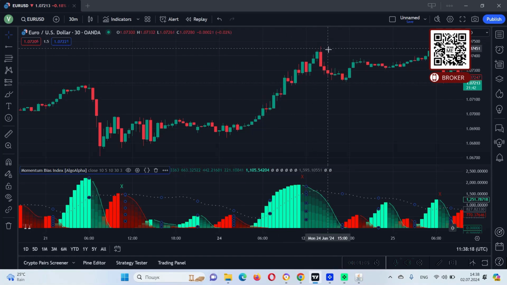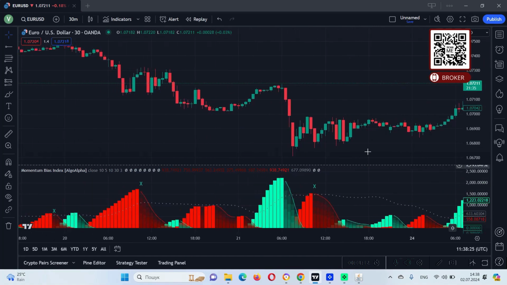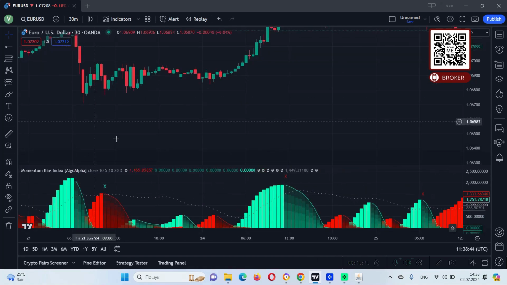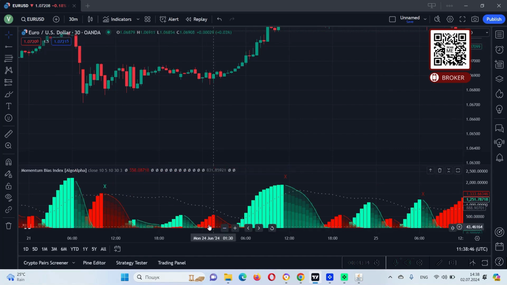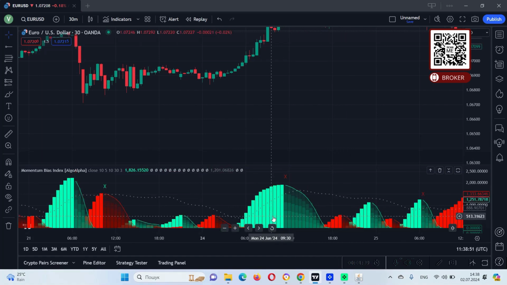As you can observe, our trend continues to ascend. If our histograms are red and they are also above the gray dashed line, then the lines indicate a selling signal. As we can observe, the downward trend persisted around this point. If the green and red histograms are beneath the dotted line, then we do not open any buy or sell orders.